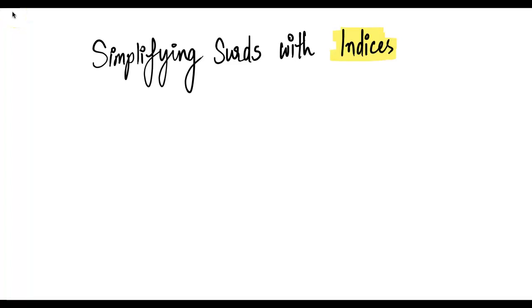Hiya, so in this lesson we are going to understand about simplifying surds with indices. So how do questions like this look? Let's say for example I say square root 5 to the power of 4. How do we solve that? We're going to be discussing these types of questions today.